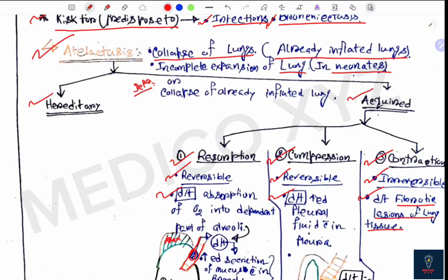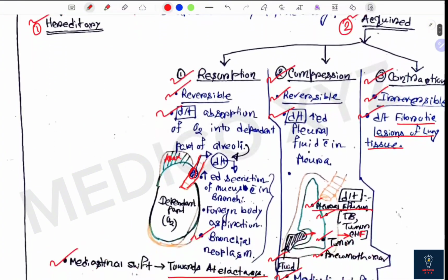We all know that the lungs of neonates are collapsed already. So in case of neonates, atelectasis means the incomplete expansion of the lungs. So what are the types of atelectasis? It is of two types, hereditary and acquired. In acquired we also have three classifications: resorption, compression and contraction atelectasis.